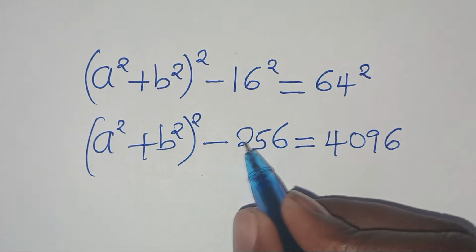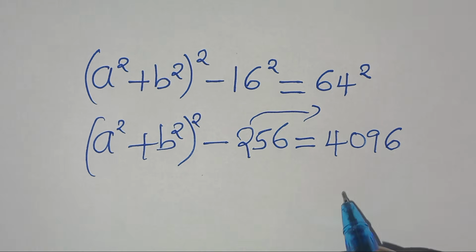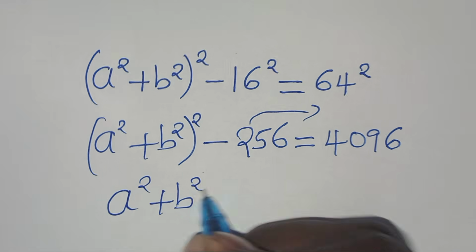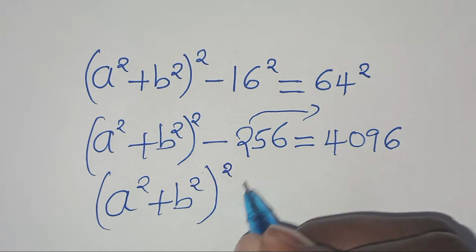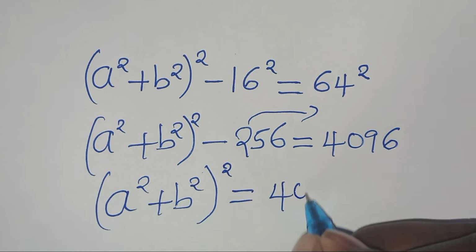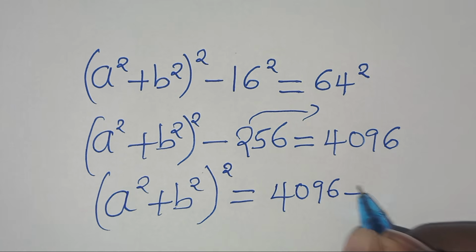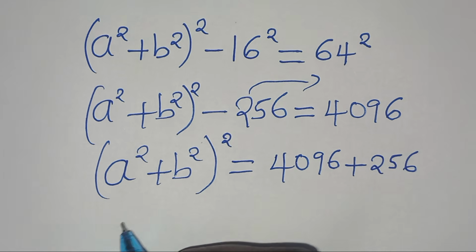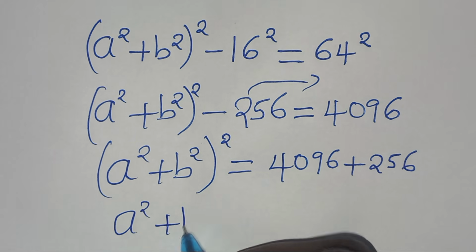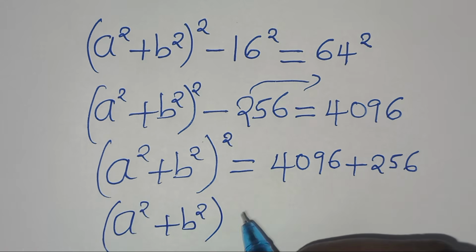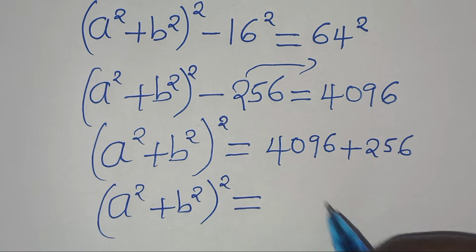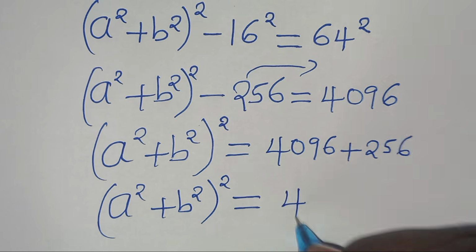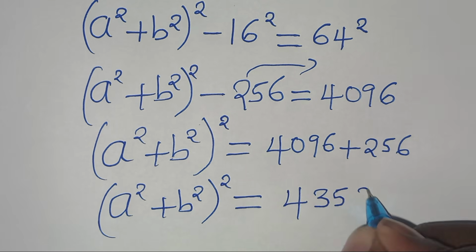Now, let's take negative 256 to the right hand side, and this implies that we have a squared plus b squared raised to the power of 2 is equal to 4096 plus 256. Now this means that we have a squared plus b squared raised to the power of 2 is equal to 4096 plus 256, and this is equal to 4352.